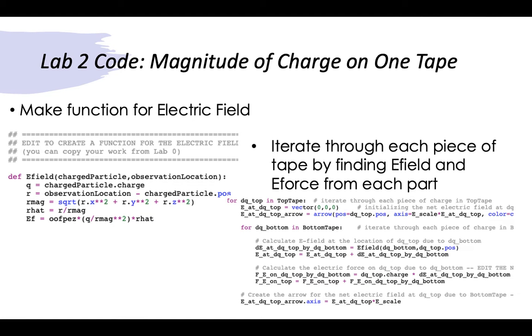To do this, we will make a function for electric field within our code. This function uses input charge particles and location, and then we find a distance between the two, and then find the r hat of that, which is just the distance over the square root of the distance squared. Then we put that into the electric field equation, or Coulomb's law, which is 1 over 4 pi epsilon naught times q over r magnitude squared times r hat, to find our electric field. Next, we will iterate this value through each piece of tape by finding the E field and each force for each part. At the end, we will put this also into an arrow. And now we will have the electric force of the tape on top from the electric force on the bottom.